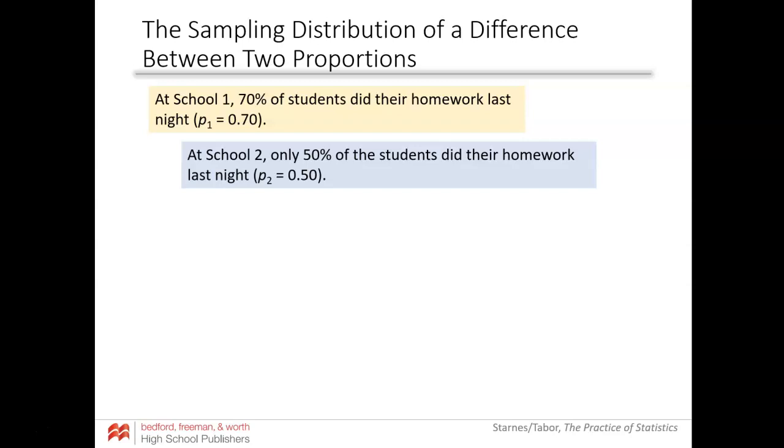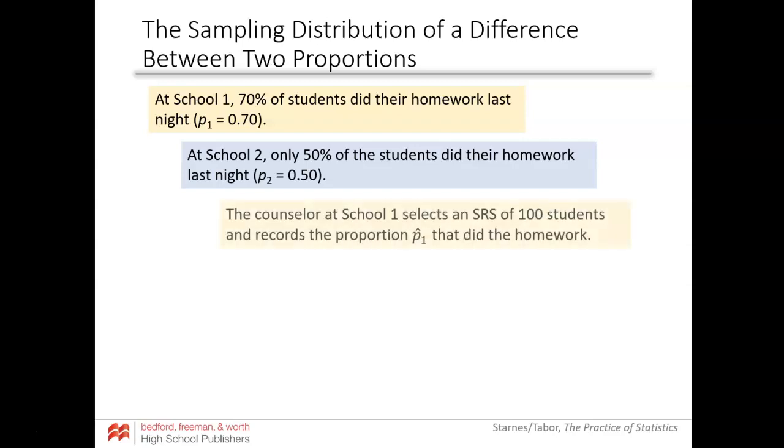Now notice they're differentiating between them by calling them P1 and P2. Also notice this is not P hat, right? This is the overall population data. So a counselor at school one selects a simple random sample of 100 students and records that proportion, and they're going to call it P hat 1.